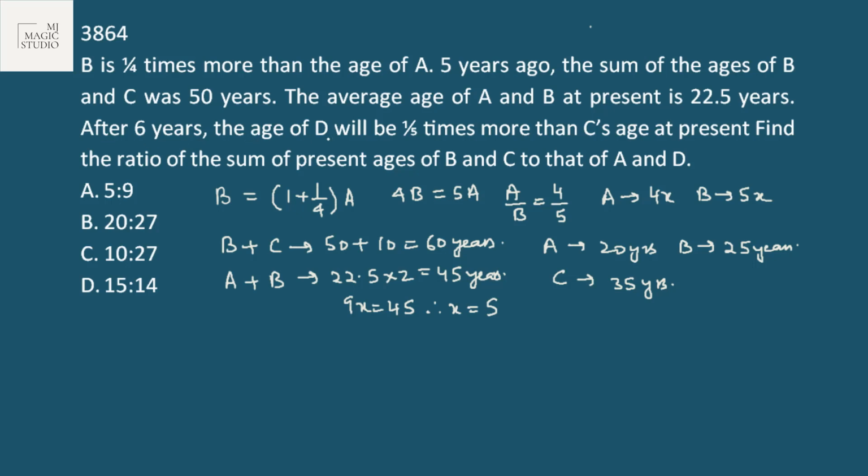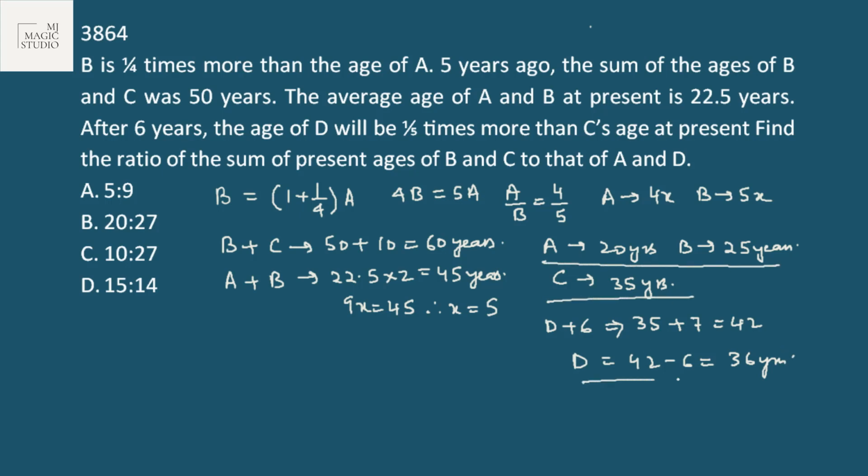After 6 years, the age of D will be 1 by 5 times more than C's age at present. That means D plus 6 is C's age at present plus 1 by 5 times more. 1 by 5 of 35 is 7. That is 42. So D's current age is 42 minus 6, that is 36 years. Now we have the values of A, B, C and D.